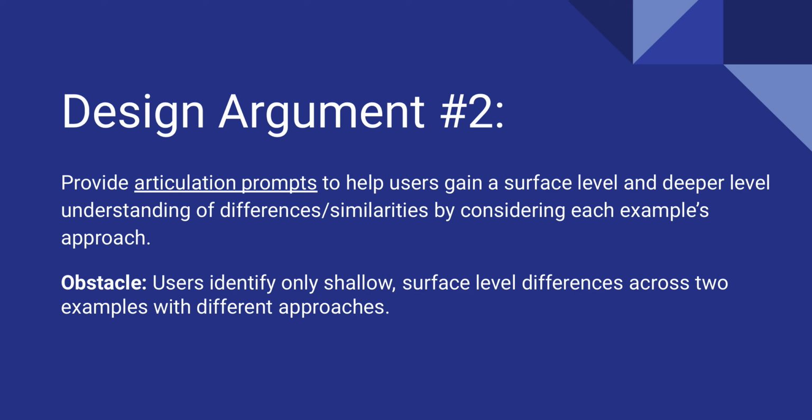The second design argument is we provide articulation prompts to help users gain a surface level and deeper level understanding of the differences and similarities of the examples by considering the approach behind each one. And the obstacle we're trying to overcome is that previously users would identify only shallow surface level differences across two examples. They might say that visually the items might be laid out differently, or that code-wise there might be a different attribute, but that's very shallow level and not quite the outcome that we're looking for. We want users to gain a deeper level understanding and be able to build a rationale behind each approach.